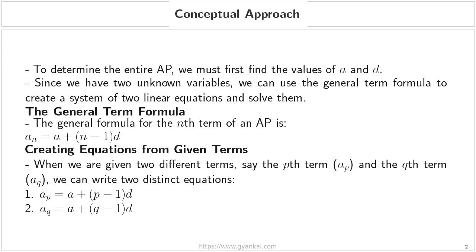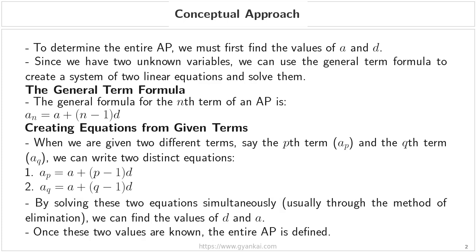When a problem provides us with two different terms, let's call the position of the first term p and its value a sub p, and the position of the second term q and its value a sub q. We can write two distinct equations. Our first equation will be a sub p equals a plus the quantity p minus 1 times d, and our second equation will be a sub q equals a plus the quantity q minus 1 times d.